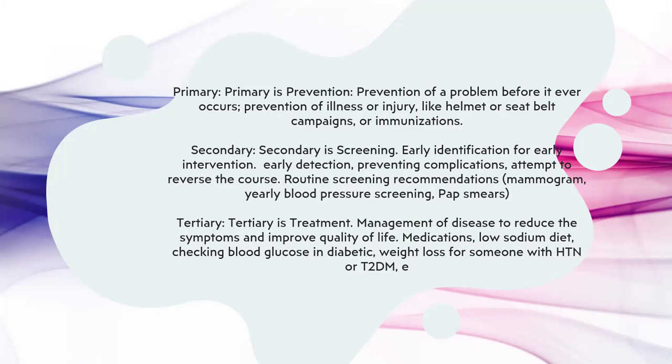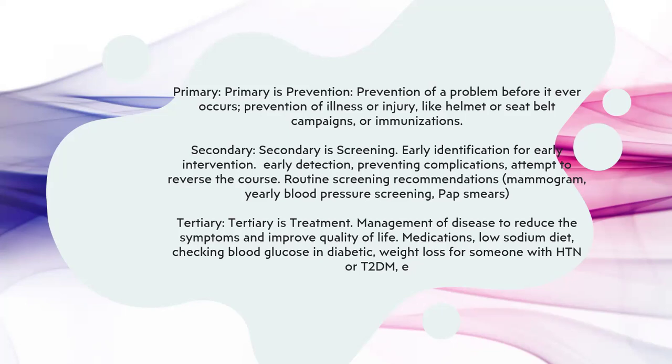Okay. So primary is prevention. So we're preventing the problem before it ever occurs, whether that's injury, sun exposure, cold exposure, any type of injury. Immunizations. If we get a flu shot, we're trying to prevent. If we get a COVID vaccine, we're trying to prevent. Secondary is screening. It's early detection for early intervention. So we're trying to see, we're little detectors. That little, was it Inspector Gadget? We're trying to determine if there's something there for early detection.